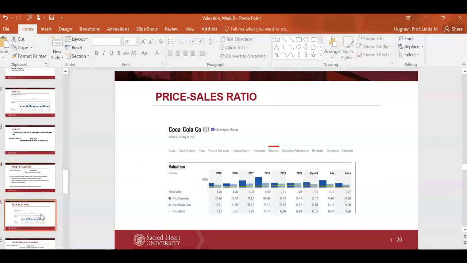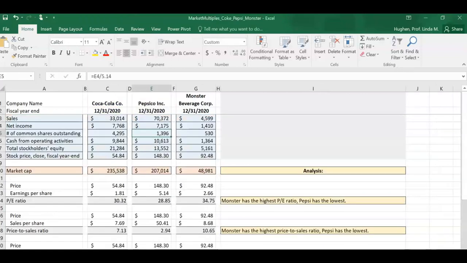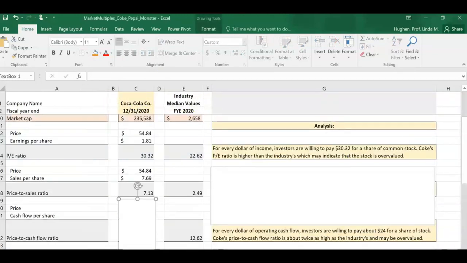Here is a price to sales ratio from Morningstar for Coca-Cola, and we can see how it changed over the period. Our numbers for 2020 are not going to be exactly the same because I don't know the exact date that Morningstar uses for its stock price, but we can go back to our analysis sheet. It's okay if our numbers differ from Morningstar. What matters is that when we're comparing different companies, as I'm comparing Coke to Pepsi and Monster, and also to the industry, we're making sure that the numbers I'm comparing are based on the same dates of stock price.